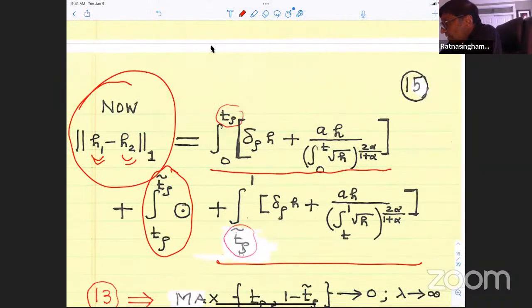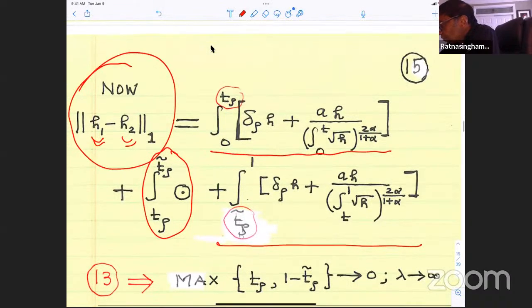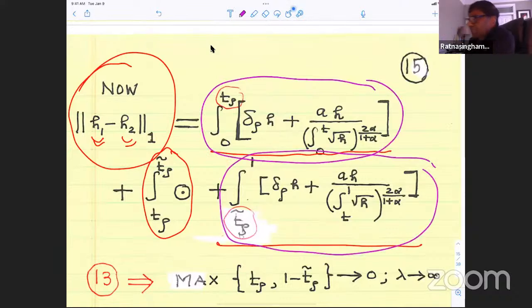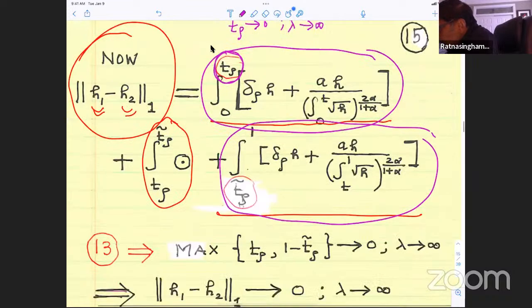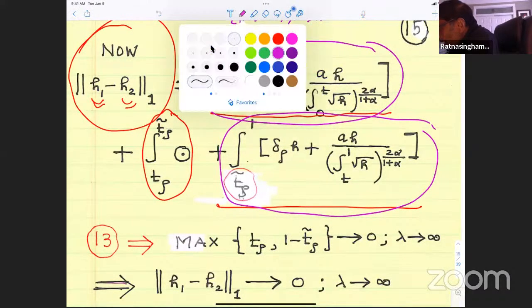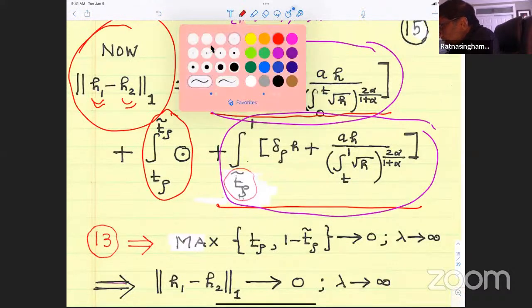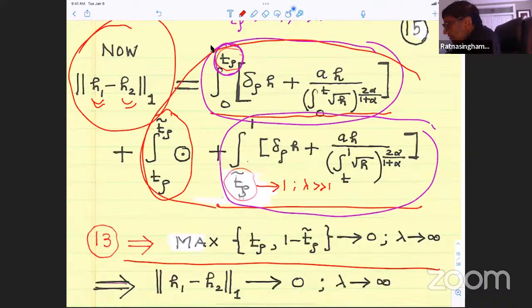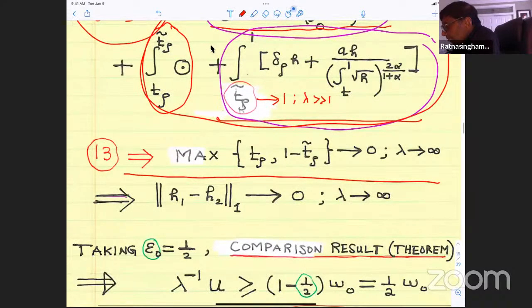I thought I had too little time, but it looks like I'm going too slow. The bottom line, ladies and gentlemen, is the following. You remember, we already had the information that T rho goes towards 0 when lambda goes to infinity, and this T rho tilde goes towards 1 as lambda goes to infinity. So using this information, it is easy to show that this integral, this right hand side here, goes to 0 as lambda goes to infinity.